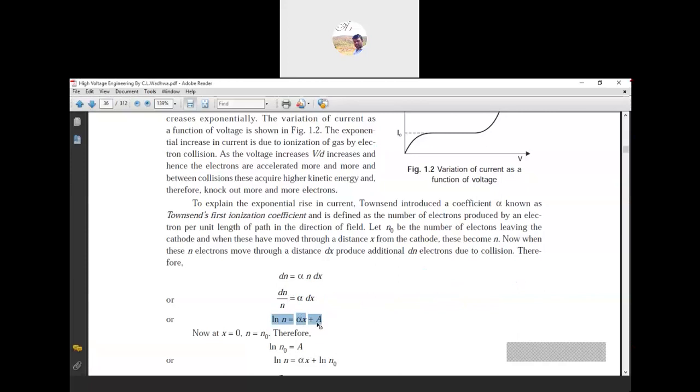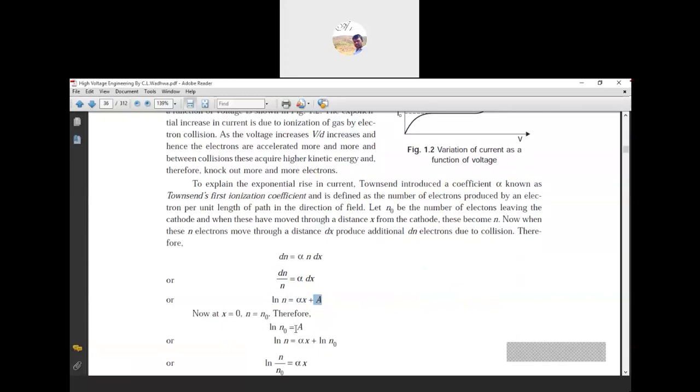Because of the integration on both sides, we get log n is equal to alpha x plus a. Here a is nothing but the integral constant. By integrating both sides, this equation gives log n equal to alpha x plus a, where a is the integral constant.